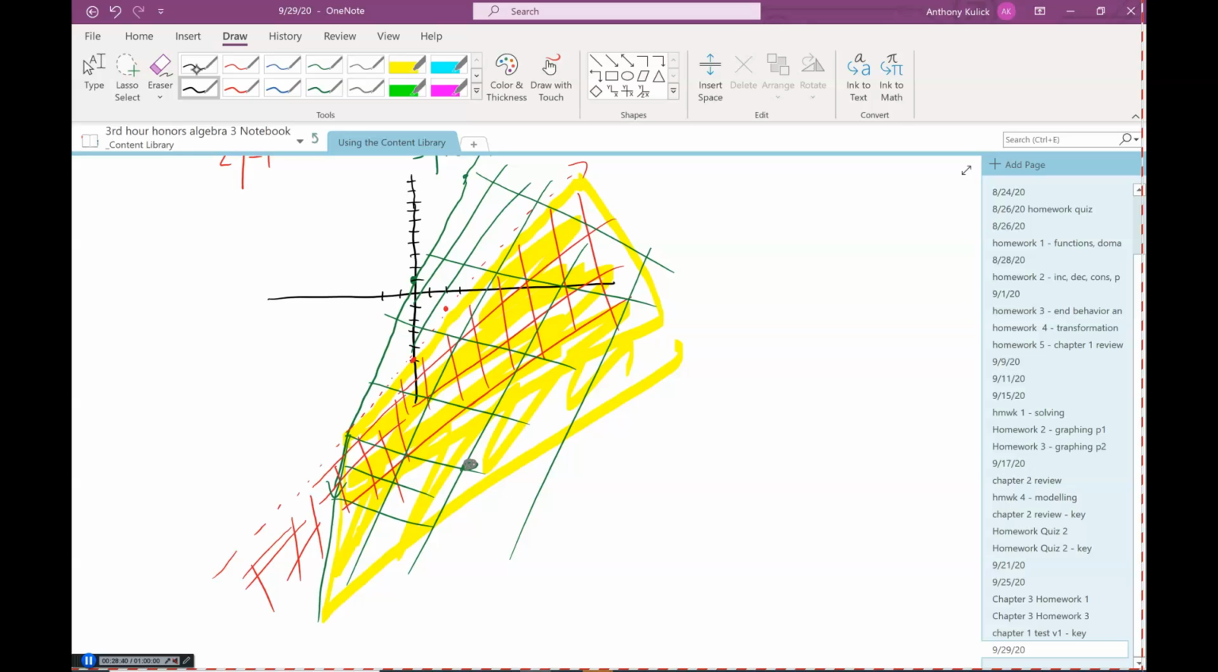Now, when I did this one, I shaded both regions. You don't need to do that on yours. If you just want to shade where the overlap is, that's perfectly fine. Is everybody okay with that idea?